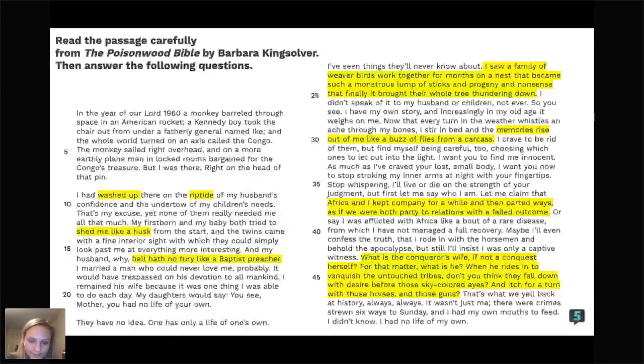But yeah, that's why I highlighted that, and I think that that's an allegory. And then later on in lines 29, my bad, through 30, I highlighted memories rise out of me like a buzz of flies from a carcass. So yeah, it's a simile, obviously, but it also combines some word choice, especially with the comparison of memories flying out of her and buzzing of flies from a carcass.